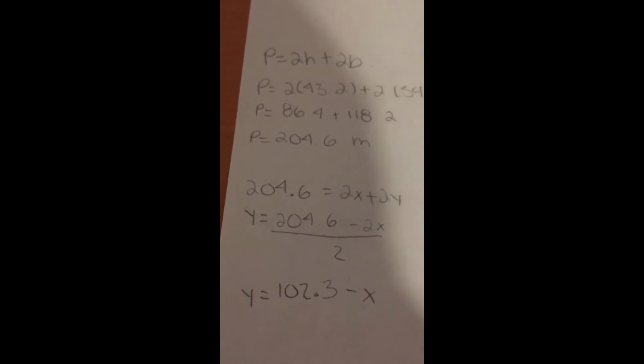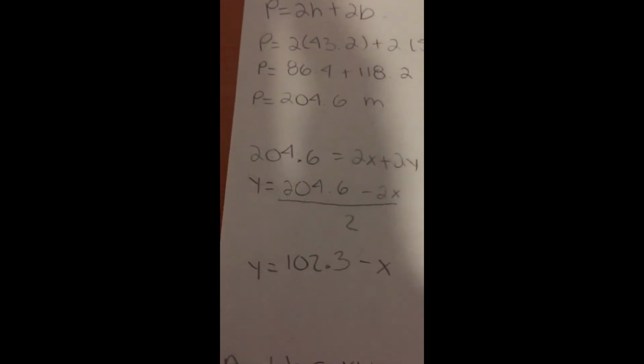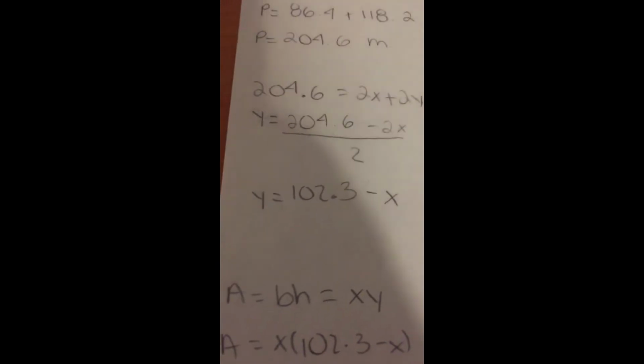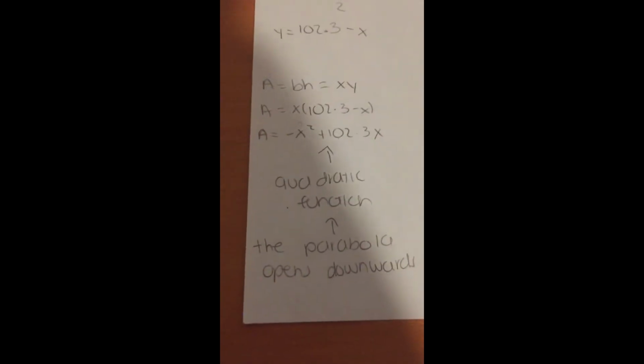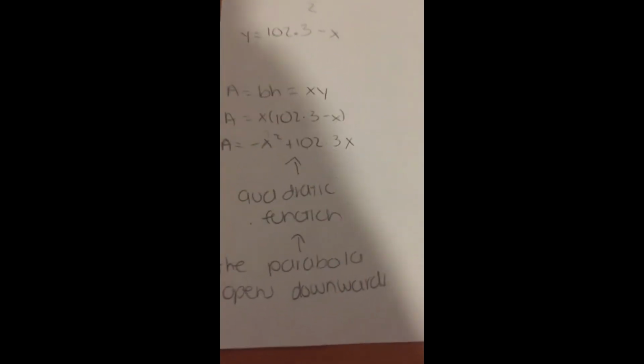As you can see, I already solved everything because this process was too long, so now I'm just going to explain it all to you. Perimeter is 204.6 meters. Now we have to convert that into a function with this formula. If it was positive, now it's negative, and this is what we get. Y equals 202.3 minus x.